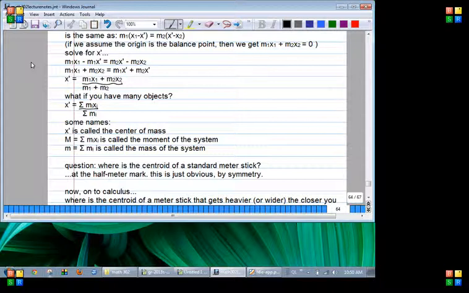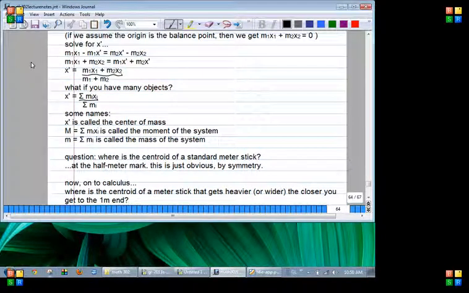Okay. So where is the centroid on a meter stick that gets heavier or wider the closer you get to the 1 meter end? So now we have an object that's not symmetric, so we can't just say it's in the middle. So clearly, since it's thicker at one end, the center of mass is going to be closer to that end.